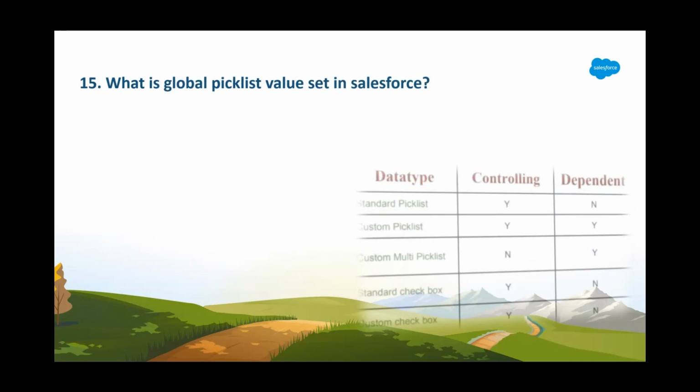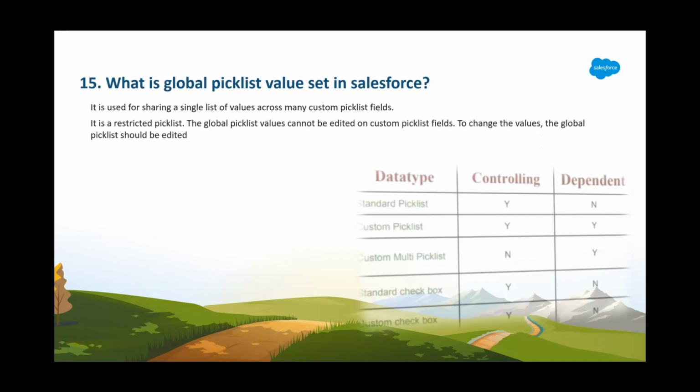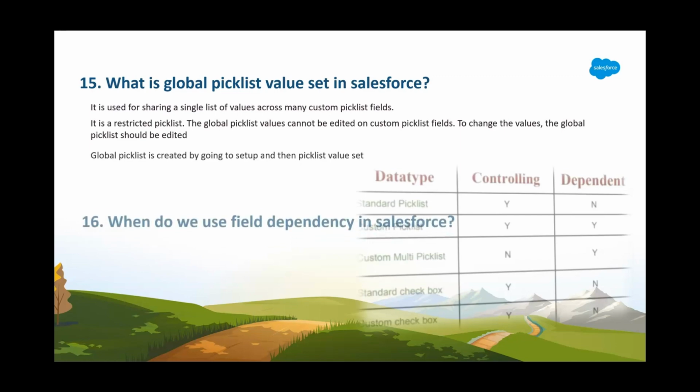15. What is global picklist value set in Salesforce? It is used for sharing a single list of values across many custom fields. It is a restricted picklist. The global picklist values cannot be edited on the custom picklist field. To change the values, the global picklist should be edited. Global picklist is created by going to setup and then picklist value set.